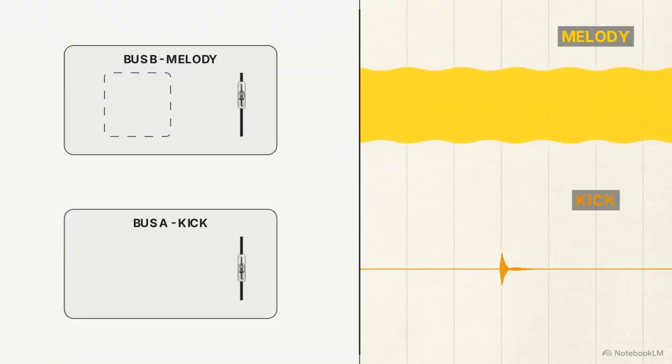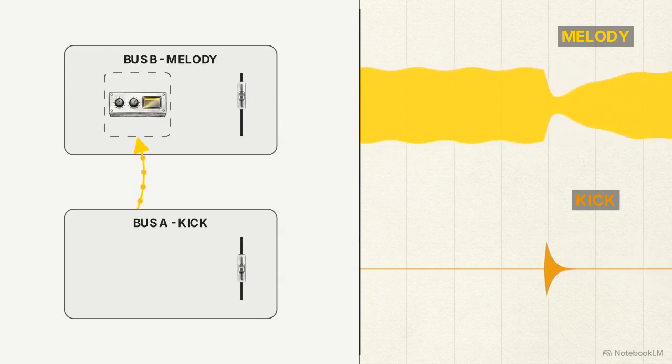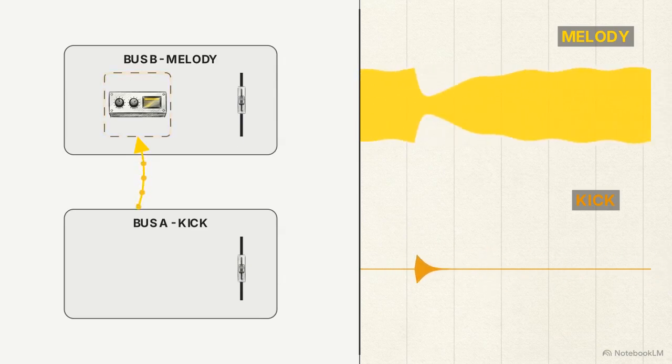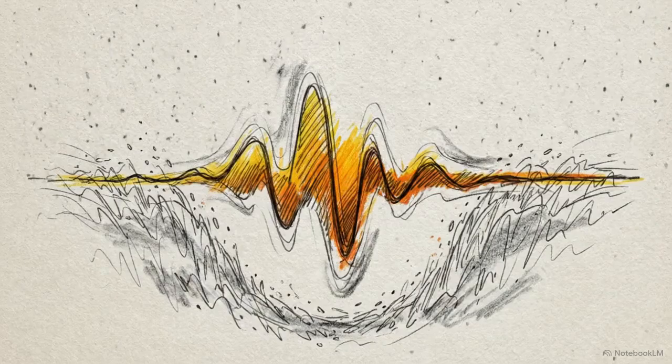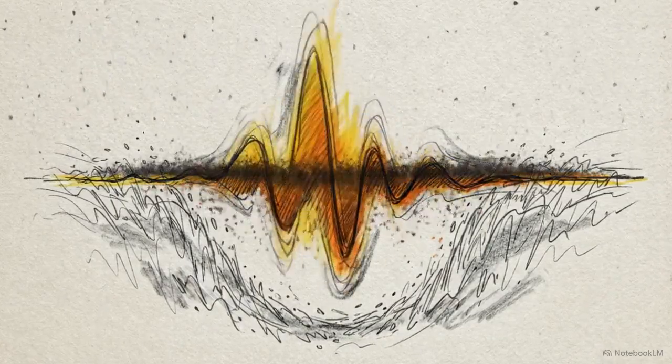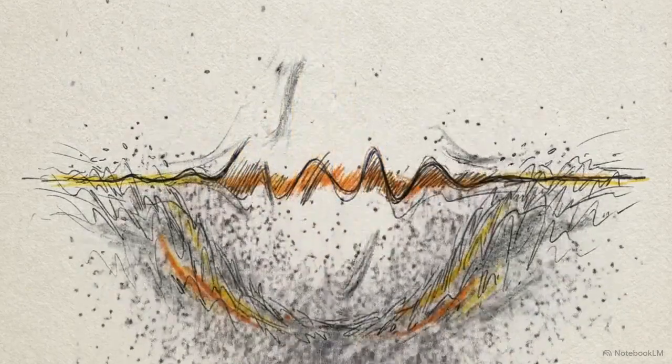Next, we add sidechain compression. This makes the melody dynamically duck out of the way every time the kick drum hits. Drop a compressor onto your melody bus, bus B. Then set bus A as the source. Now the kick drum actively triggers the volume drop on the melody. Separating your audio into dedicated buses and applying sidechain compression takes flat samples and molds them into a cohesive mix with a driving groove.